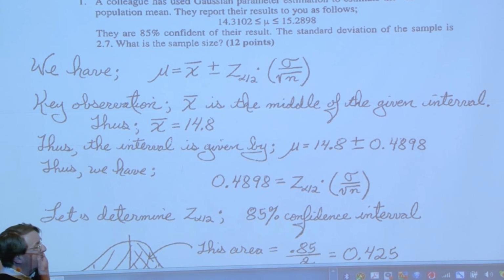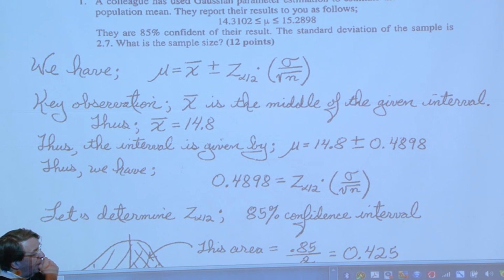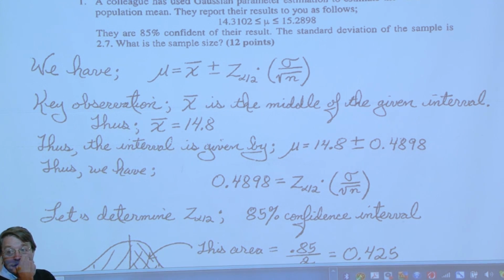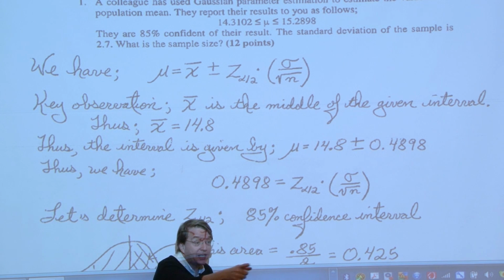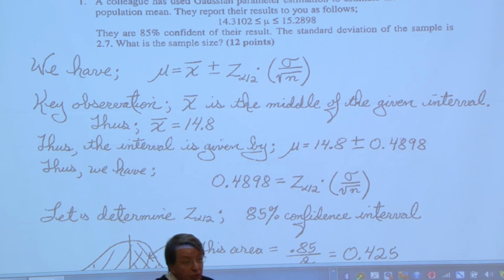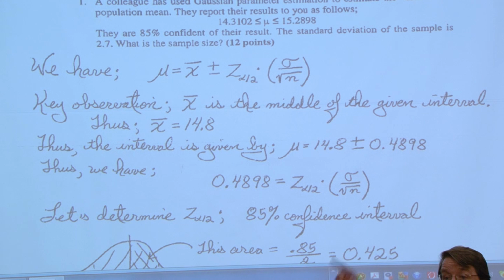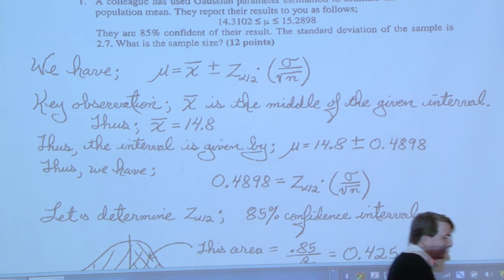Now, okay, I got to look something up in the table. So it's related to this 85% confidence interval. My colleagues, remember, what does 85% confident mean? It means that I'm 85% confident that the real unknown mean of the whole population is in that interval. So I say, okay, Gaussian. Oh, that's the bell-shaped curve.